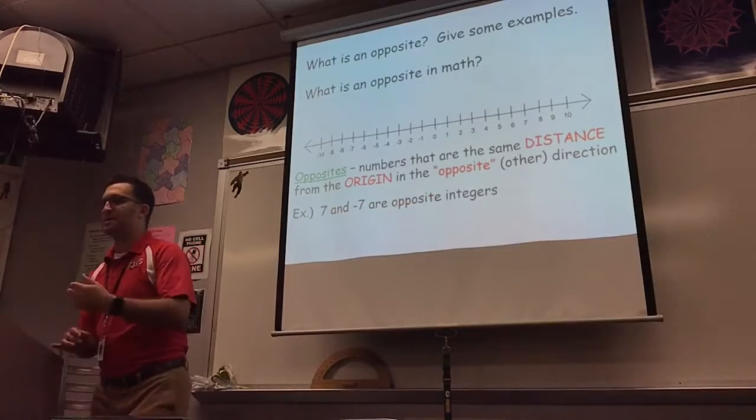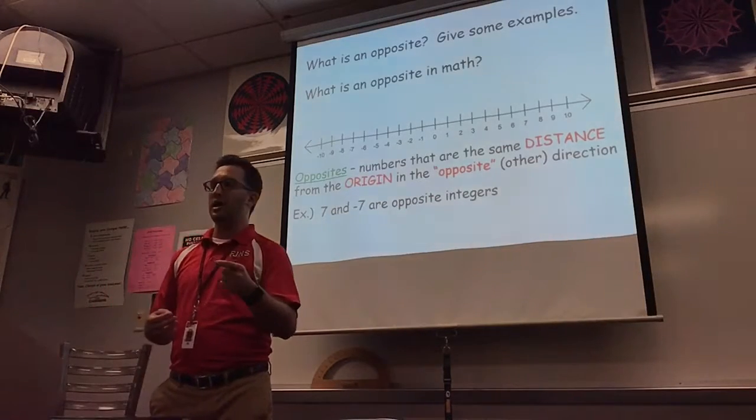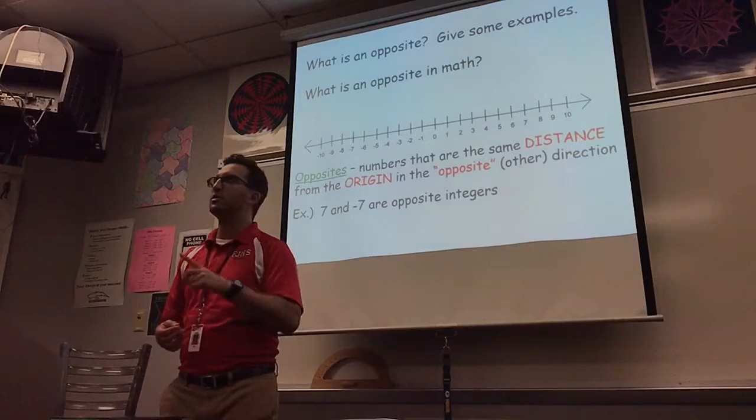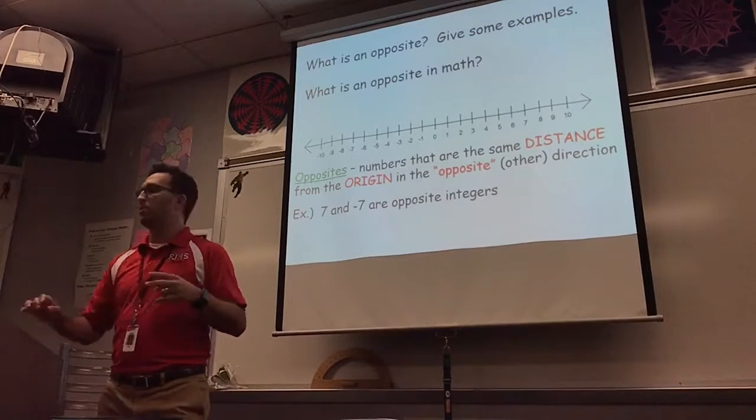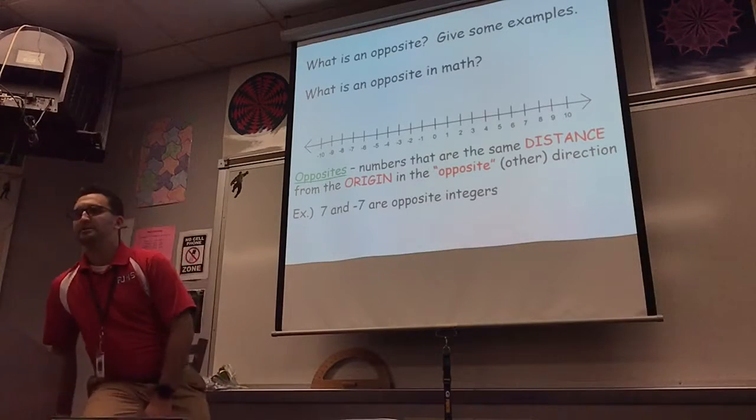Here's the example that you're going to write down. I like what Huey said. He said negative 3 and what? Positive 3. He used the words negative and positive. That's something that we're going to want to do a lot. We're going to want to use the words negative and positive.